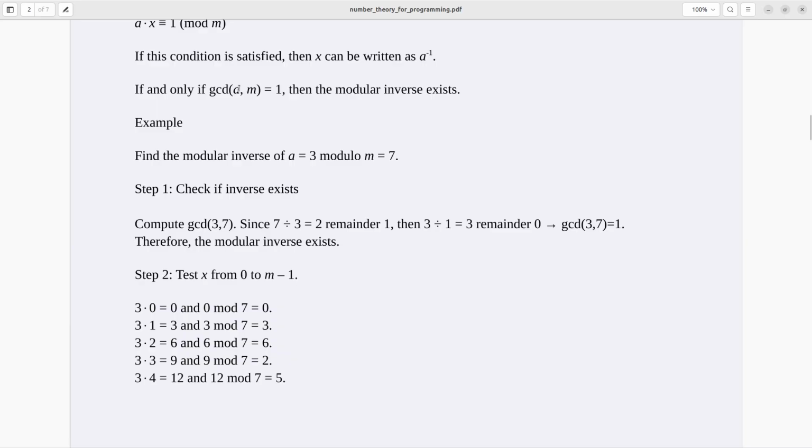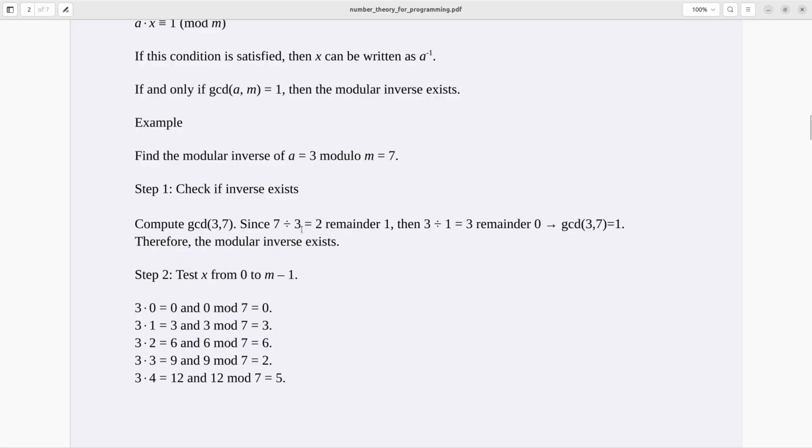I'm able to see that the GCD of A and M is equal to 1, okay? Because they are co-prime. Then we will be able to say that the modular inverse exists. So we can see the detailed steps here.